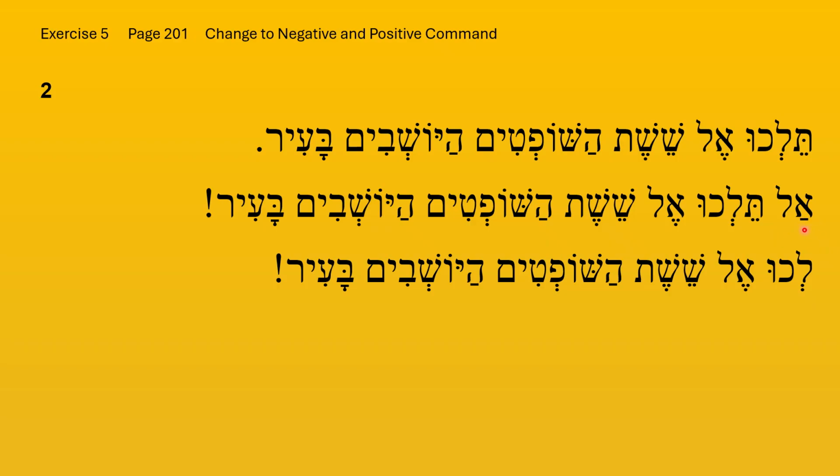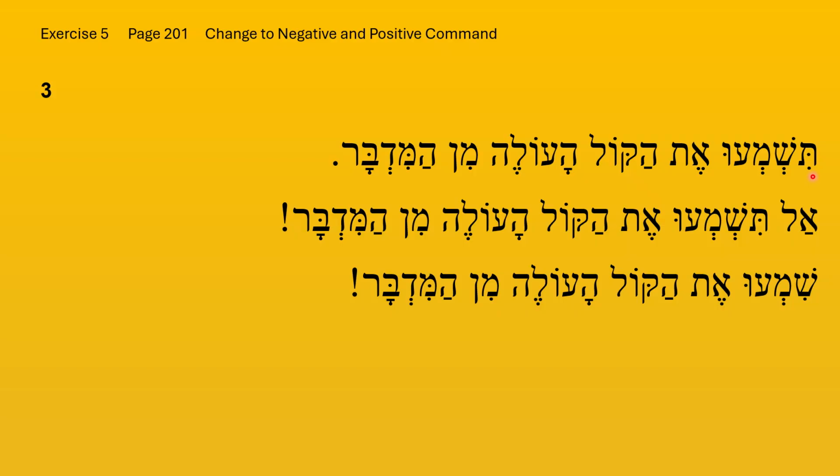We're negating it now. Al telchu el sheshet ha-shoftim ha-yoshvim ba'ir. So now, do not go to the 6 judges living in the city. And then changing it to a positive command, lechu el sheshet ha-shoftim ha-yoshvim ba'ir. Go to the 6 judges living in the city. Okay, and again, this tells us this command is in the masculine plural form. So it's y'all go. Y'all go.